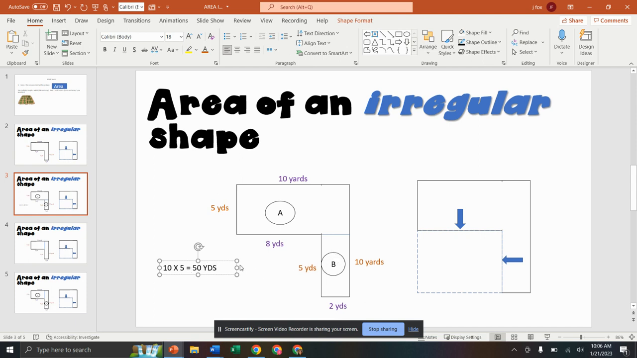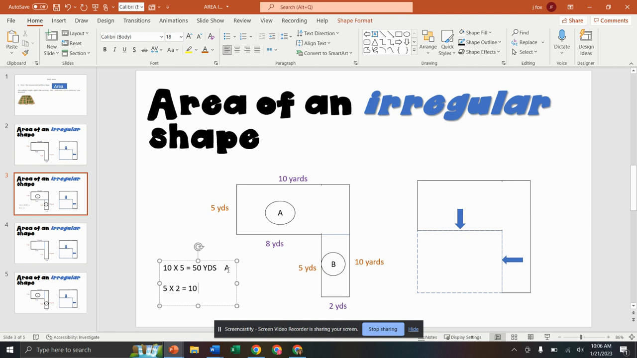Now we have to look at shape B. So we'll say shape A. Now we want to look for shape B, right? So again, which ones am I going to pick? Could I pick 10 yards? Well, this is this whole line, and that's not that whole shape, right? So I could look over here. Oh yeah, this is this shape. So that's 5 yards. And then here's my 2 yards. So B would be 5 yards times 2 yards equals 10 yards.